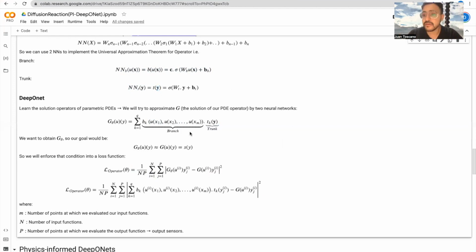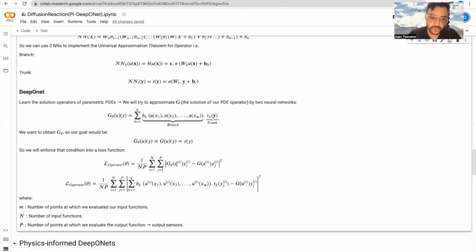Now, let's recall that the output of an operator is a function, and if we evaluate a function at a set of points, we will get a set of numbers. So, our goal would be to approximate the solution of our partial differential equation evaluated at y using a DeepONet. And that is the condition that we will try to enforce using a loss function.